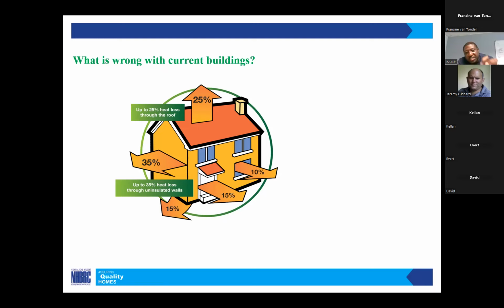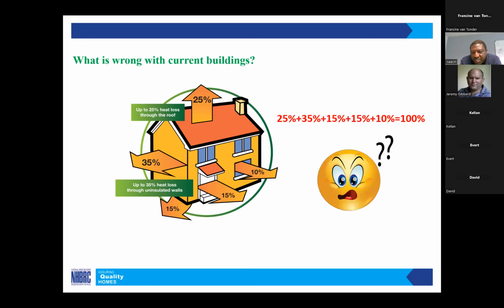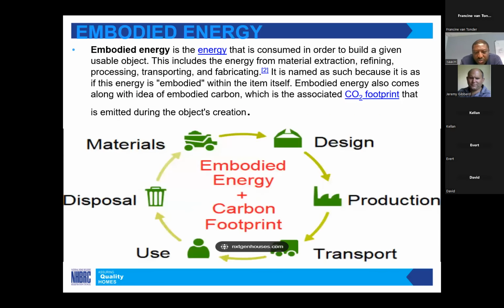That's why we need technology to try and mitigate this problem so that we can retain this heat inside the house rather than losing it. If you look at it, it's 100% of the totals that we lose.